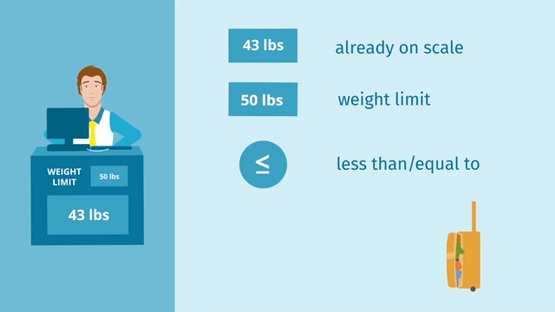Now let's use this information to write an inequality. We want to find out how many pounds Carol can still check. Since this is an unknown, we will represent it using a variable, for example, x. We add this to positive 43 pounds for the bags that are already on the scale. Altogether, this must be less than or equal to 50 pounds.